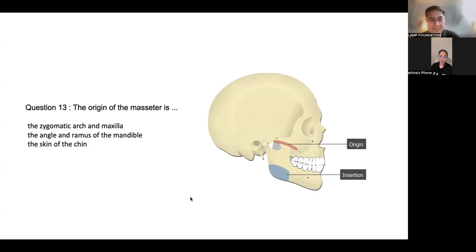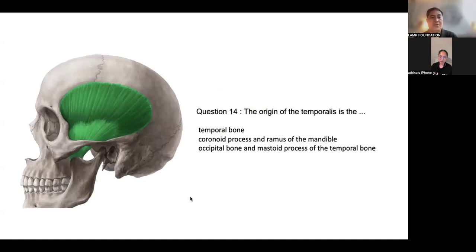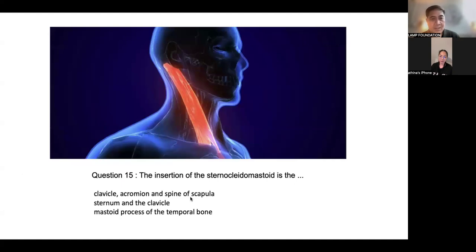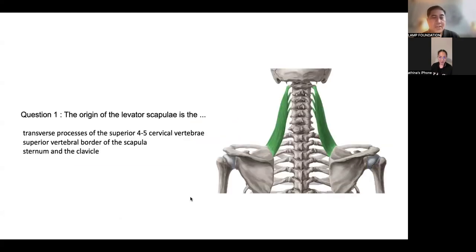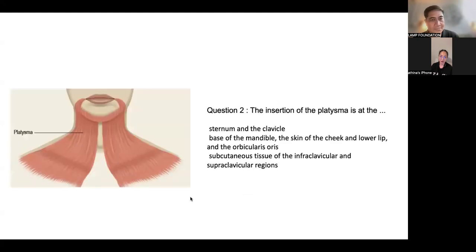Origin of the masseter is the zygomatic arch and maxilla. Origin of temporalis is the temporal bone. Insertion of the sternocleidomastoid is the mastoid process of the temporal bone. Origin of the levator scapulae is the transverse processes of the superior 4 to 5 cervical vertebrae.